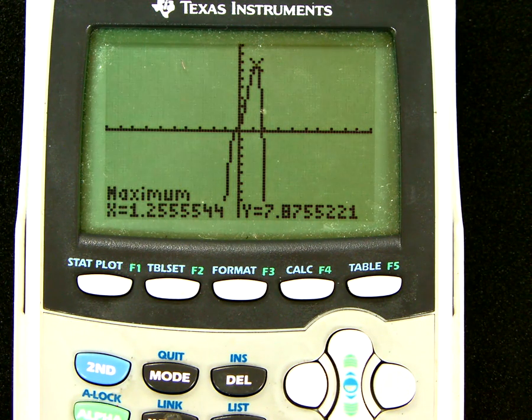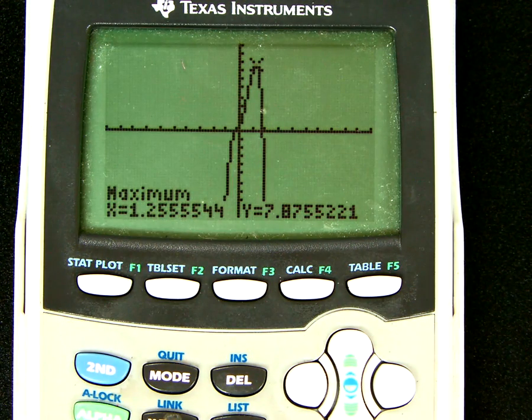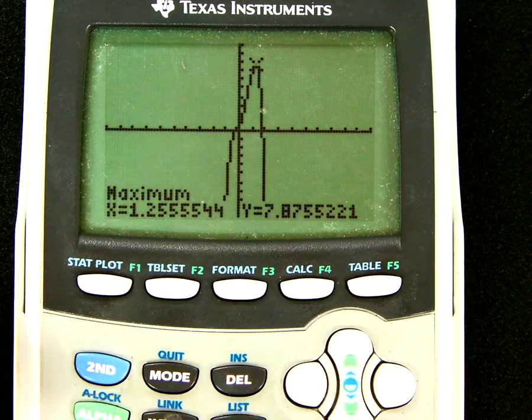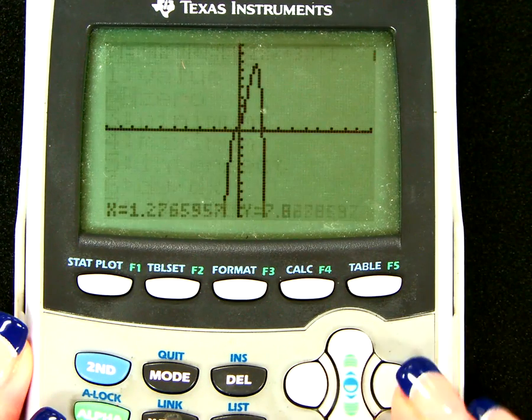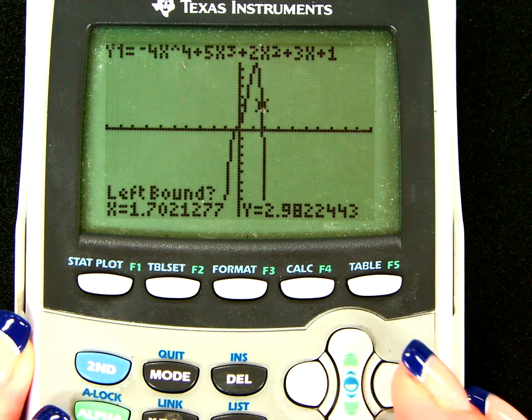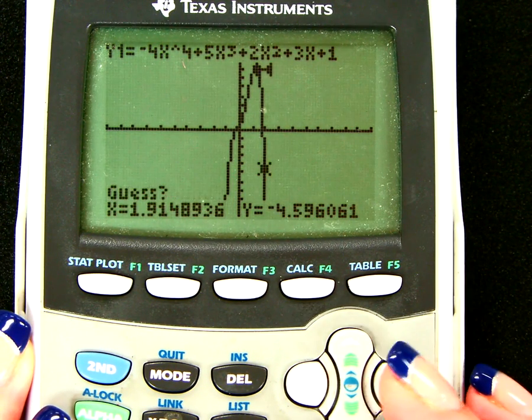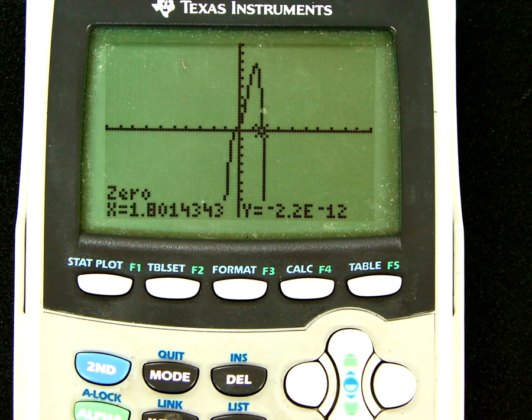So again, the range is going to go from -infinity up to 7.9. Parenthesis on the -infinity, bracket on the 7.9. And then we just need to find this last 0. So second trace, select 0. We want to stay above for the left side, below for the right side. Enter when it says guess.